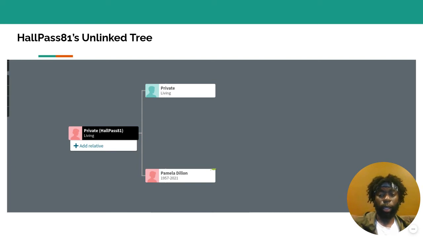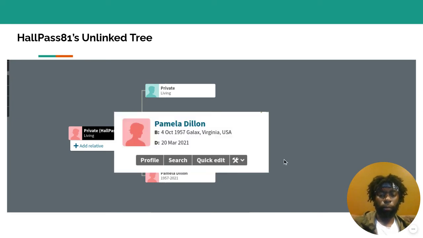They only had a few people in it, and so we're able to view Hall Pass 81 here, although it's private because they're a living person. Their father is listed as private because they're possibly living. And then their mother is listed there as Pamela Dillon. So if we click on Pamela, we're able to see a little bit more information, that Pamela passed away.